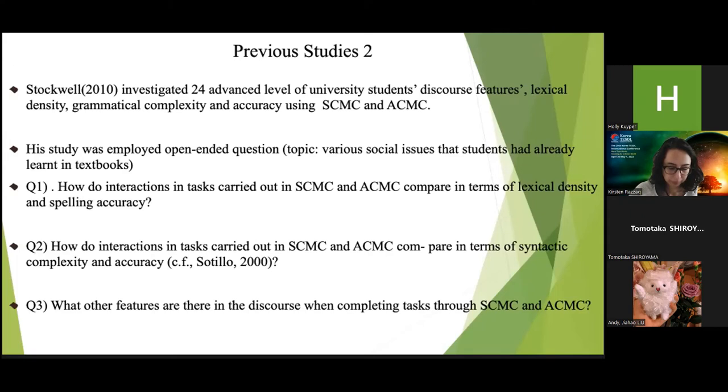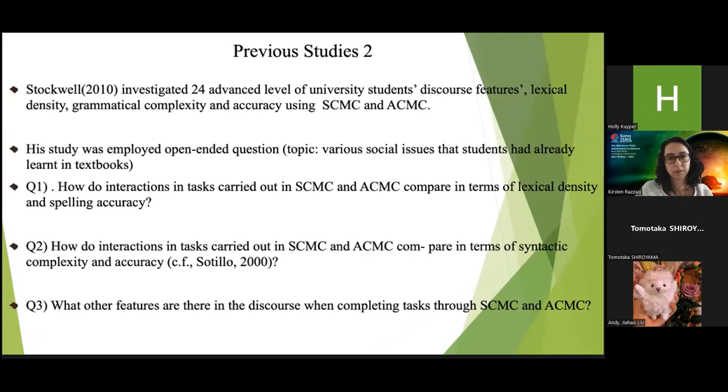Then grammatical complexity was measured using the C unit. A C unit is a communicative unit, similar to an AS unit. HMC tends to be more complex compared with SCMC. Then spelling accuracy was more accurate in SCMC. The SCMC session is 20 minutes, and the HMC session is 20 minutes at least once a week.